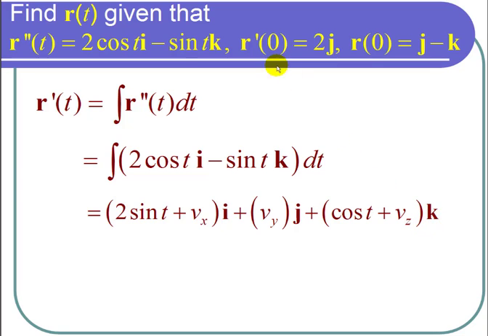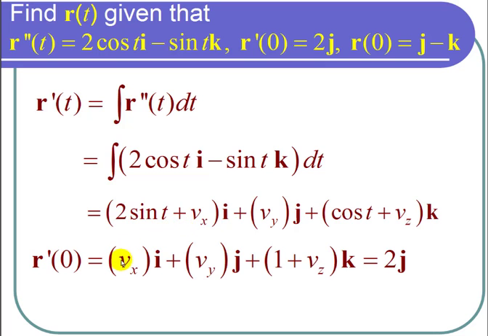I'm given that r prime of 0 is equal to 2j. So I could plug in 0 to get r prime of 0 here. Sine of 0 is 0, so 0 plus v sub x is just v sub x. And I get v sub x i, and then plus v sub y j. And then if I plug in 0 into cosine of t, I get cosine of 0, or 1, plus v sub z k. And that's supposed to be equal to 2j.